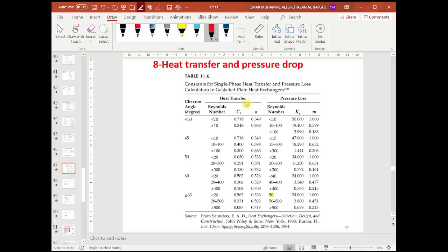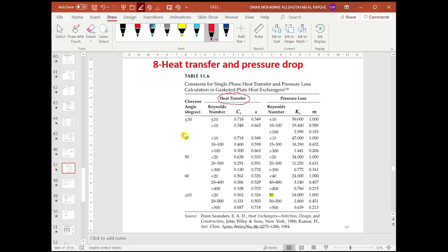As we can see here, the first column of the table is the chevron angle: less than 30, 45, 50, 60 and greater than 65. The table actually is divided into two parts. The first part gives you the heat transfer parameters, CH and n, and also it gives the pressure losses in terms of Reynolds number and the two parameters Kp and m. For the heat transfer, in order to get CH and n, you need to enter this table with two pieces of information.